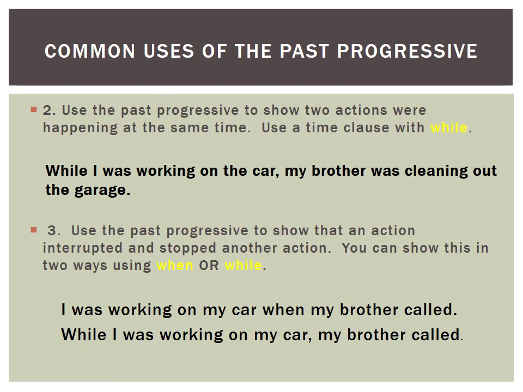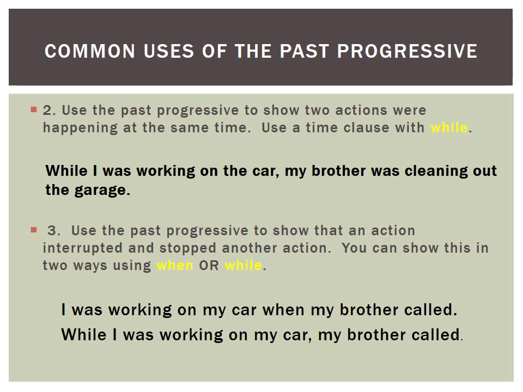Another common use of the past progressive is to show that two actions were happening or were continuing at the same time. We use a time clause with while to show this. While I was working on my car, my brother was cleaning out the garage. So both actions were in progress and happening at the same time.